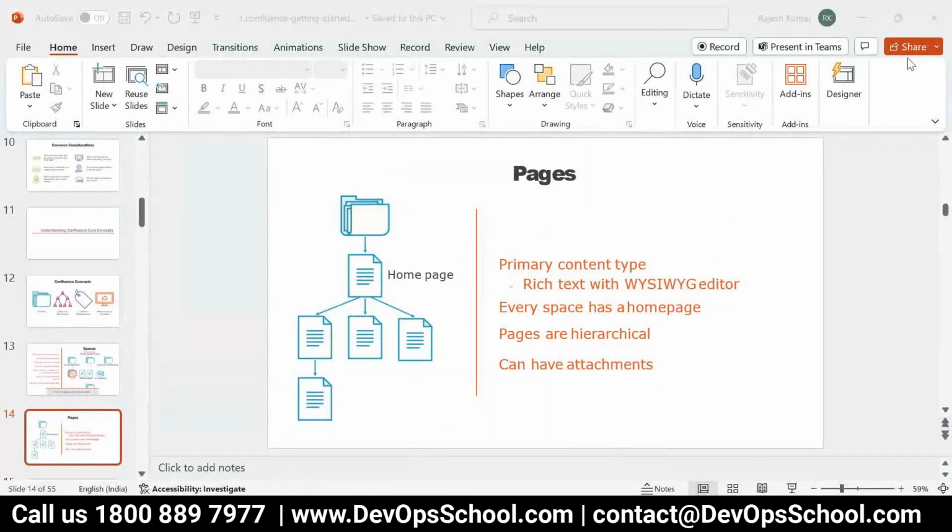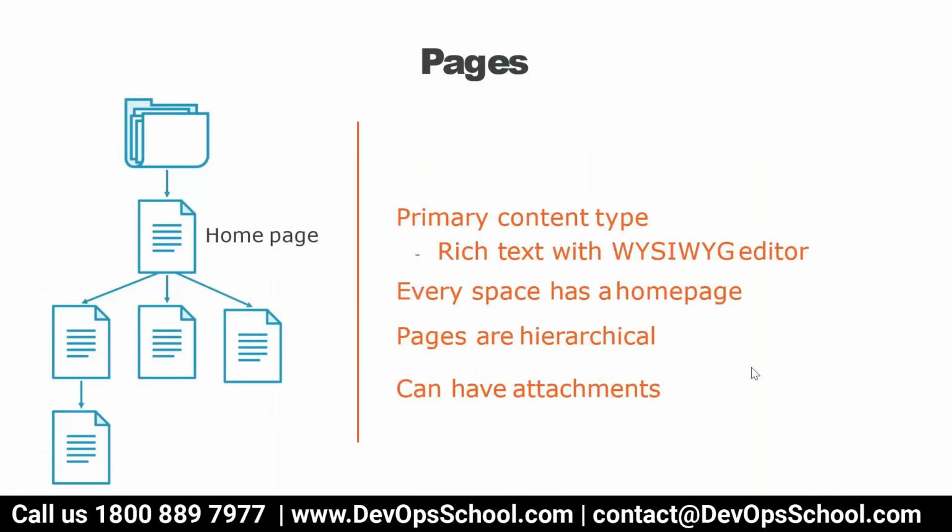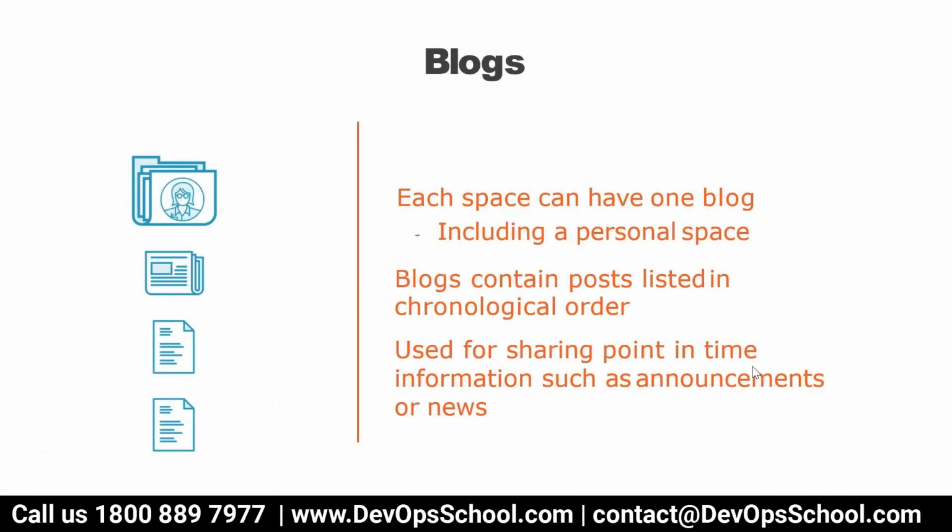Okay. So now this is something which we have. That is the pages. Now I said each space will have one blog. Then you will get confused: what is a blog? And blogs will have their own posts. So block will have their own post. What is the meaning of it?